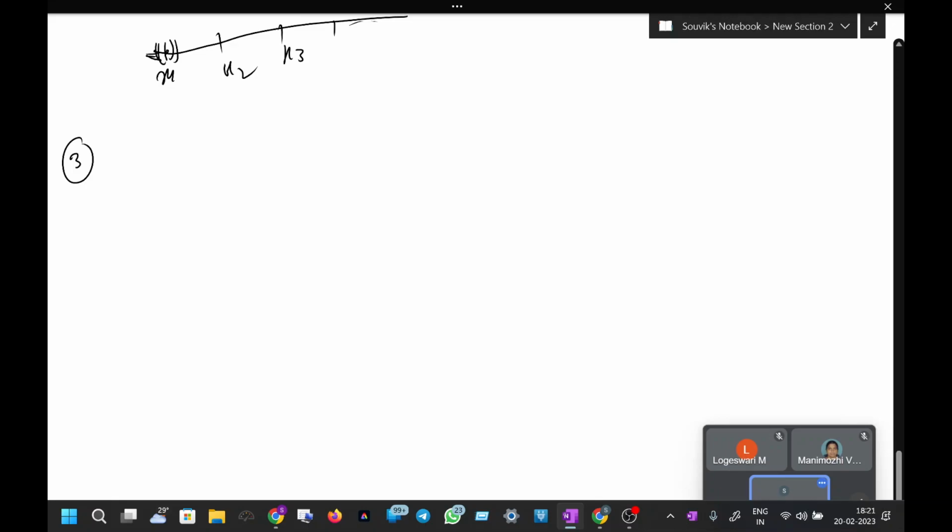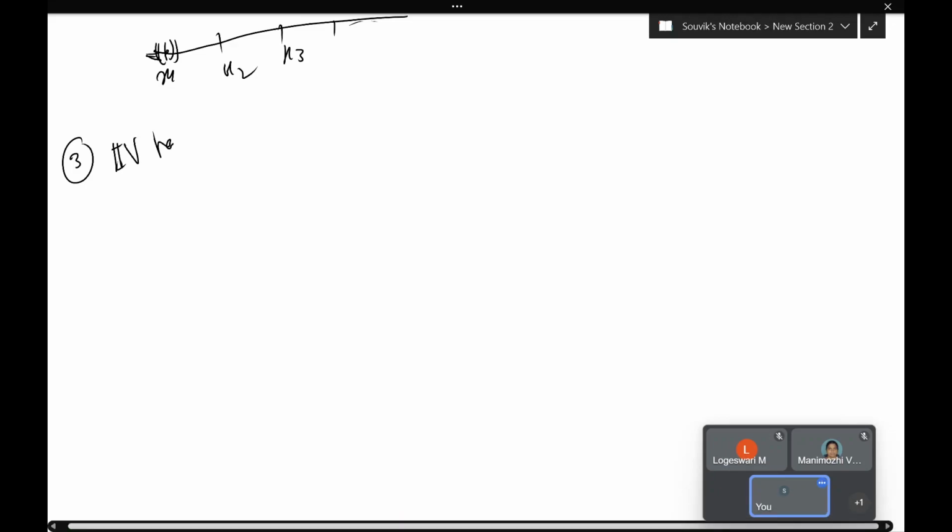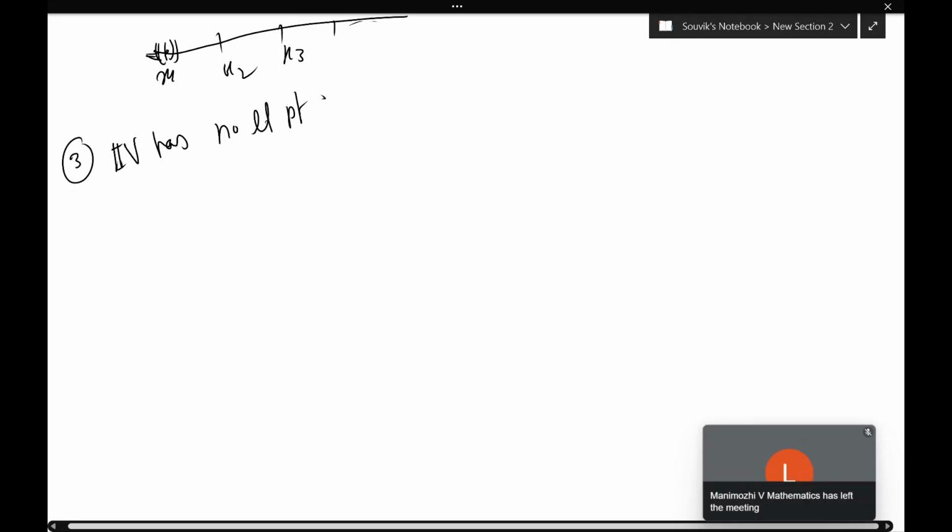So you need to check and show that N has no limit points. So how to do that? Probably there is one theorem. Can you just tell me how to show that N has no limit point? Just think about it for one minute. Okay, so how to show that this N has no limit point?